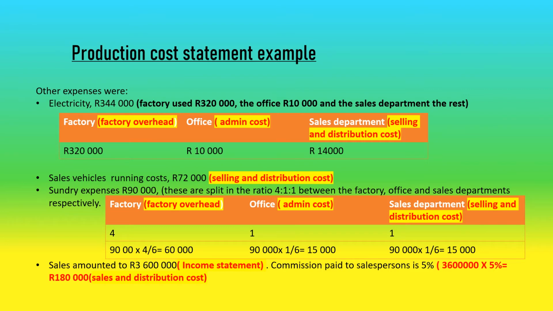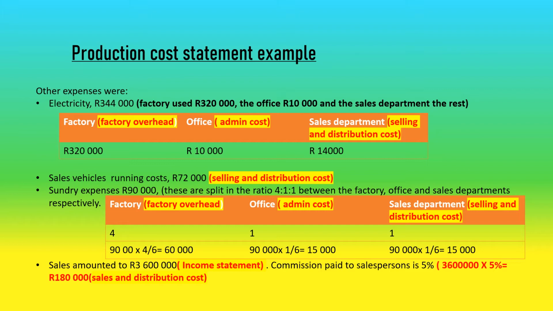So you know that for factory we have 4 parts are used from the 90,000 rand for the factory. So I said 90,000 times 4 because that's the value we want. We want the 4 parts that are used in the factory, right? Divided by 6 because that's what we have. We have the total 6 parts of 90,000 rand. Right, then again the same thing goes with office and sales department. We calculated the value times what we want over what we have. So for office we got 15,000, and sales department we also have 15,000.